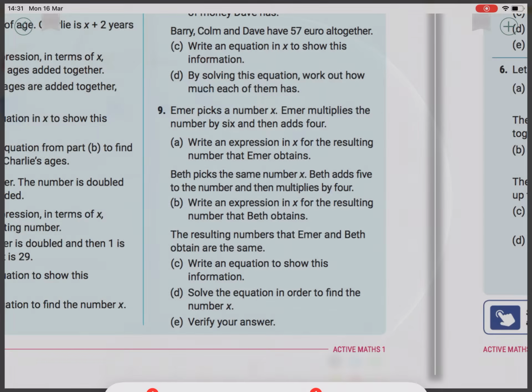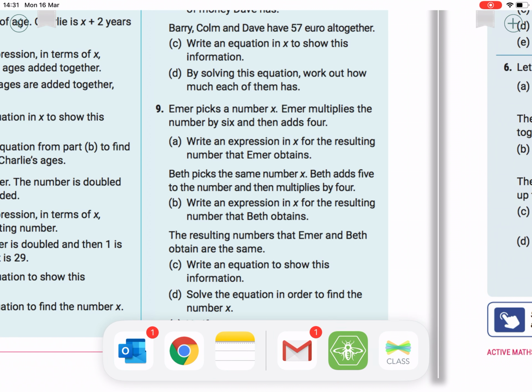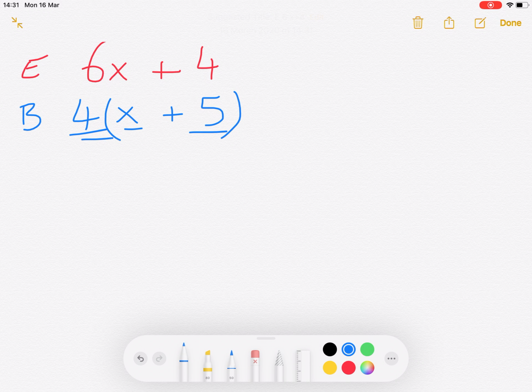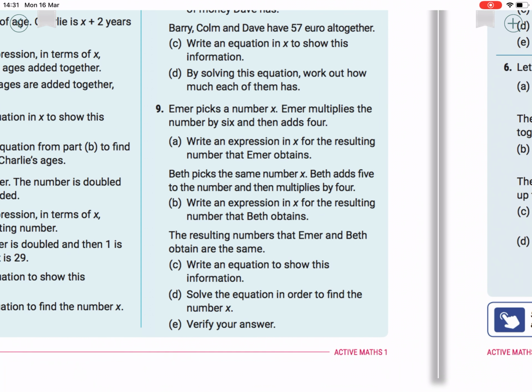Let's just double check that again. She adds 5 to the number and then multiplies by 4. That means that the whole thing is multiplied by 4. So x plus 5 has to be multiplied by 4. So you see, we have to multiply the 4 by the x and by the plus 5. Okay? So there are two equations for the two girls in question here. I've written an expression for each of them.